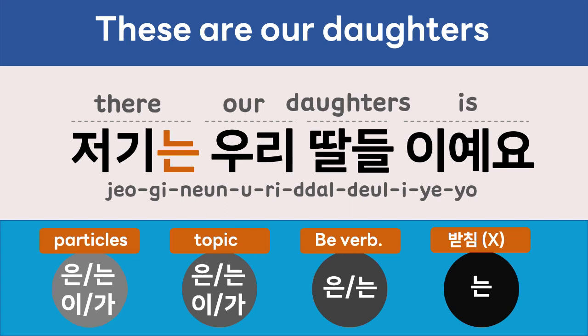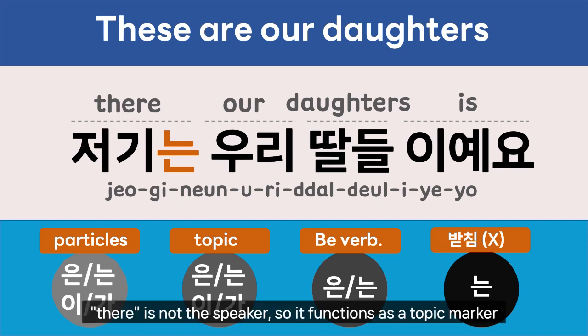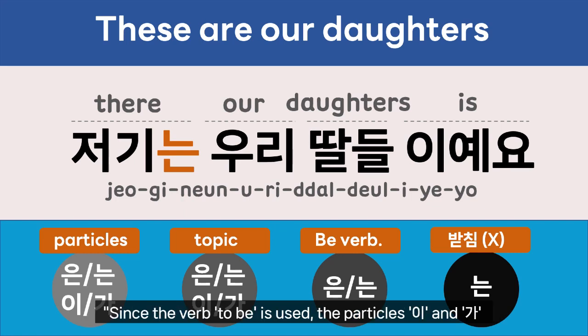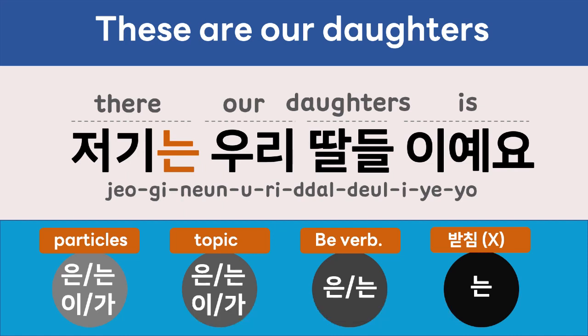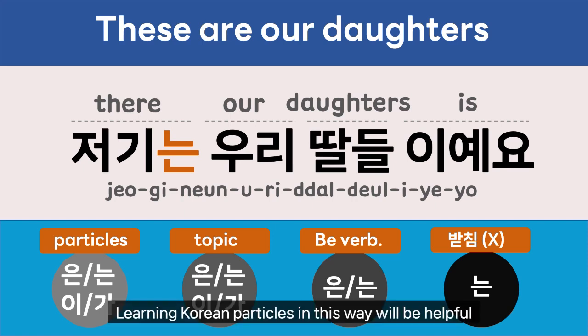These are our daughters. 저기는 우리 딸들이에요. 저기는 is not the speaker, so it functions as a topic marker. Since the verb to be is used, the particles 이 and 가 are excluded among the four particles. And the word does not have a final consonant. Therefore, the correct topic marker is 는. Learning Korean particles in this way will be helpful.